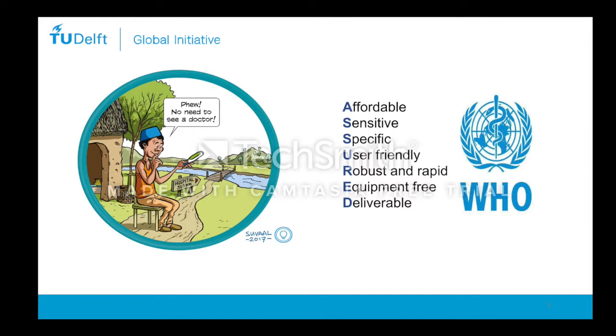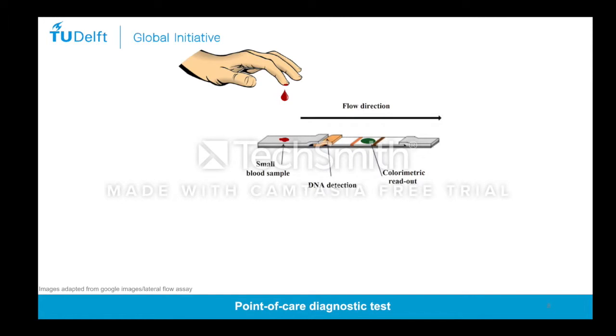And in terms of being equipment free and deliverable, for being a point of care test, it shouldn't require any electricity or any infrastructure, but also it should be portable and it should be easy to carry out into the field. So keeping these criteria in mind, we envision a lateral flow assay as our point of care diagnostic test, and the most common lateral flow assay is a pregnancy test.